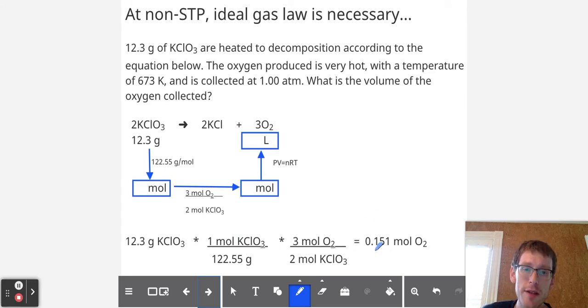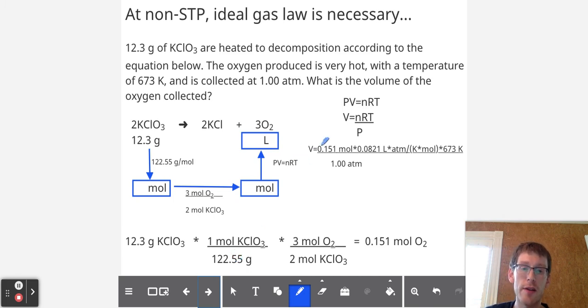But what I can do is say, all right, for my PV equals nRT, I know the pressure is 1 atmosphere. The volume is what I'm trying to find, so I'll keep that circled. The n is my 0.151 moles of oxygen. R is the gas constant, and my temperature is the 673 Kelvin. So actually, I'm all set to do PV equals nRT. I'm going to rearrange that to solve for the unknown, V. So V equals nRT divided by P, if I divide both sides by the pressure.